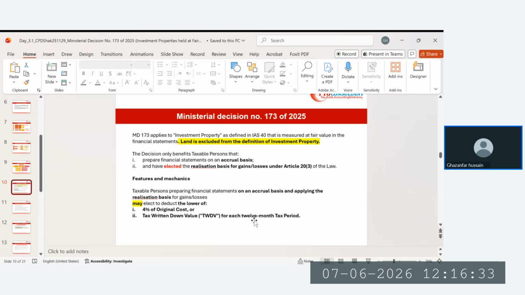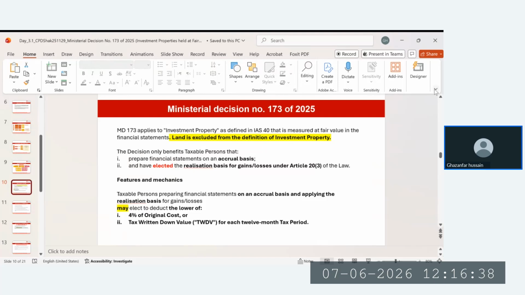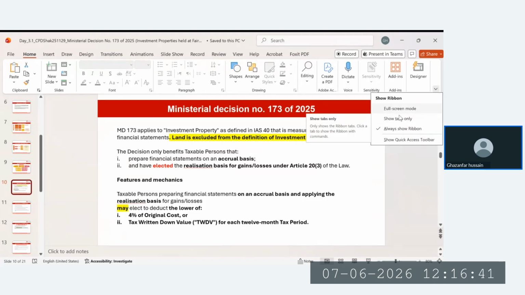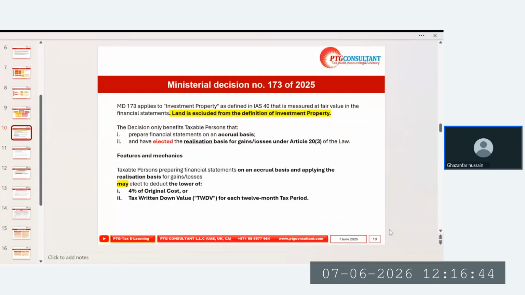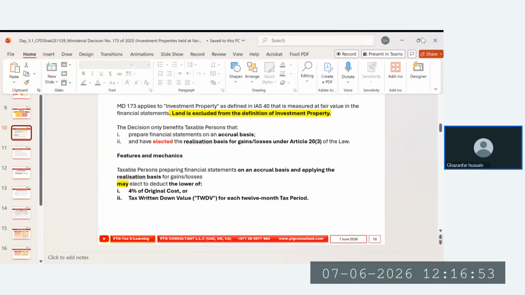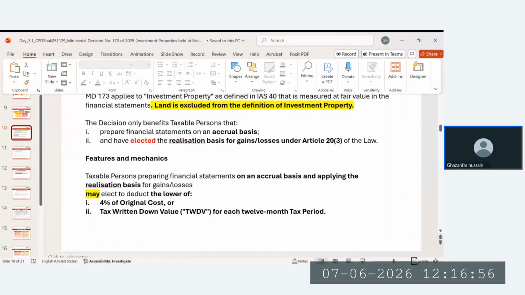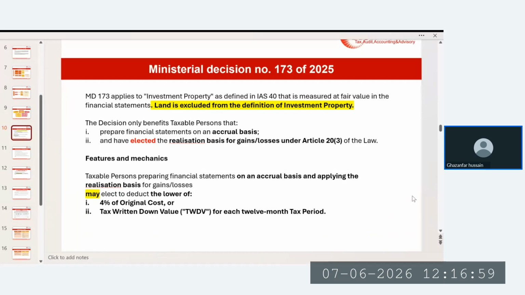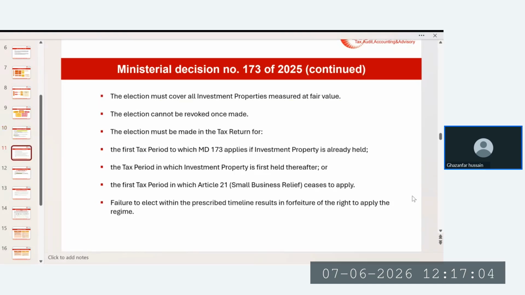We already understand this part, the 4% depreciation. So this part we covered. Now next, we have to summarize the further key bullet points. What are the key bullet points of Ministerial Decision 173?